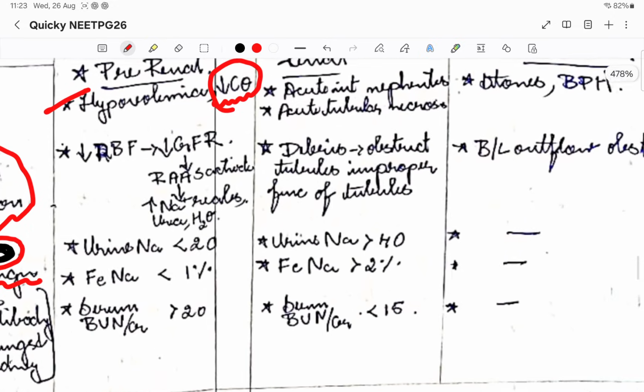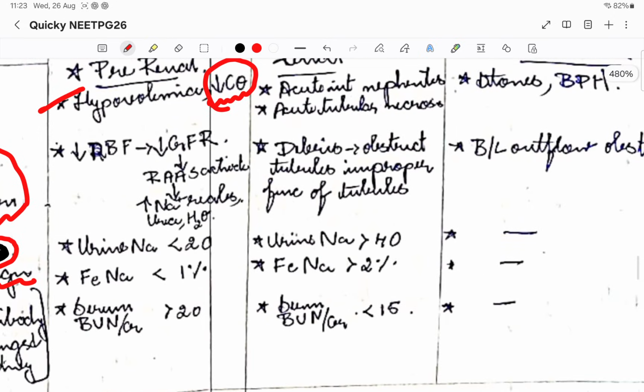Okay, so here, because there is no proper amount of blood coming in, there is reduced blood flow, which will also reduce the glomerular filtration rate, which increases the RAS activation. Okay, and it increases the sodium and water reabsorption from the urine. So sodium and water reabsorption is increased to increase the GFR. Okay, so this is the RAS activation that is causing it.